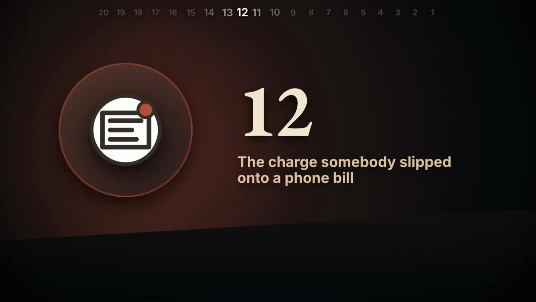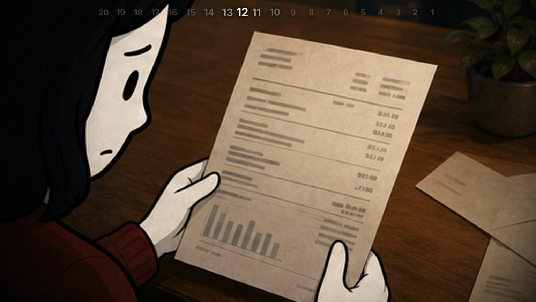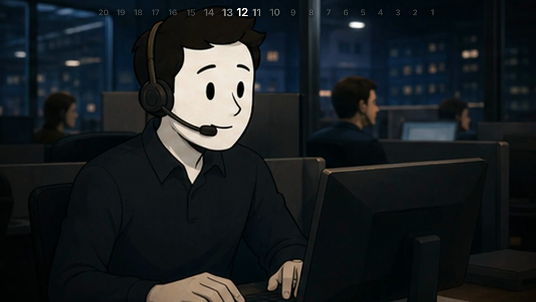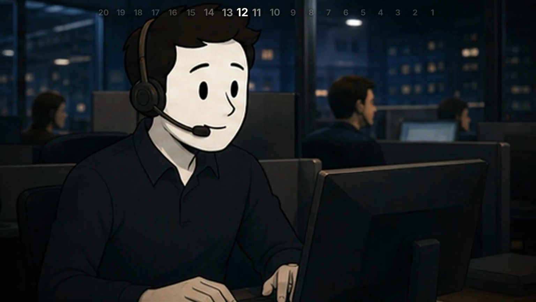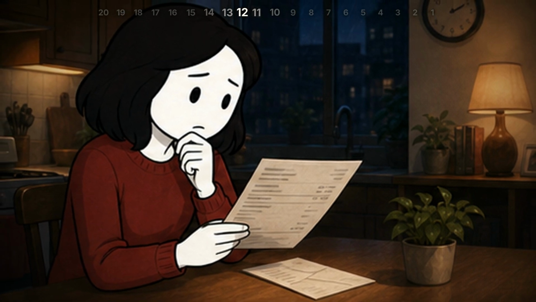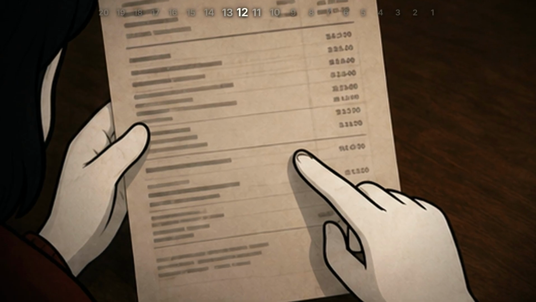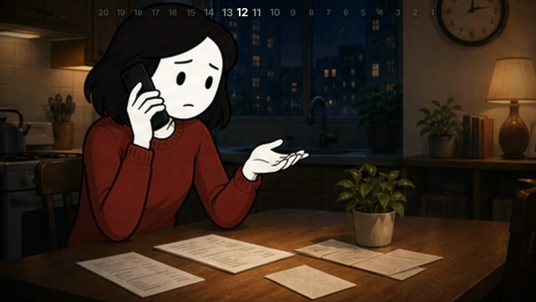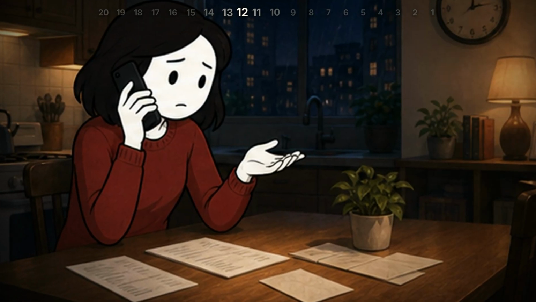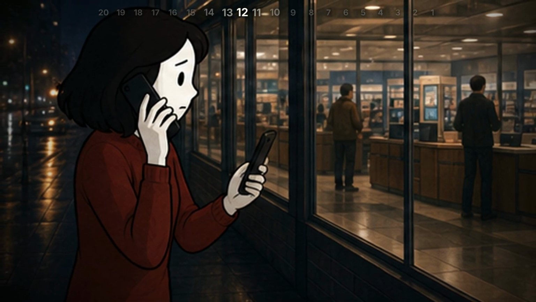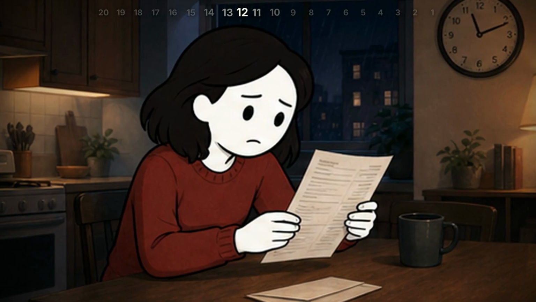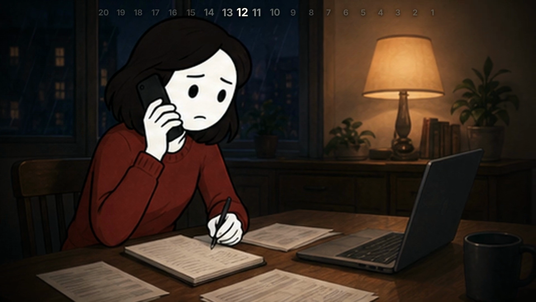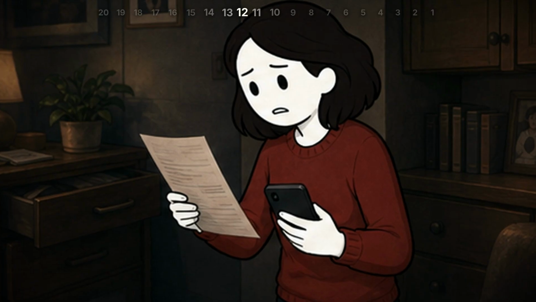Number 12, the charge somebody slipped onto a phone bill. Phone bill cramming means an unauthorized company placed a charge on your telephone bill. It may use a vague label that sounds connected to your service. Read the bill beyond the final total. Compare every new line with the month before it. If a charge makes no sense, contact the phone company using the number on its official website or statement. An unauthorized charge deserves a dispute, not a guess. The phone bill can hide a service you never ordered.